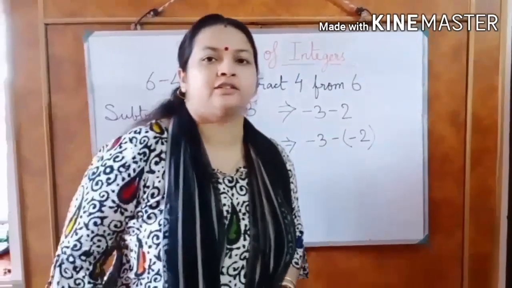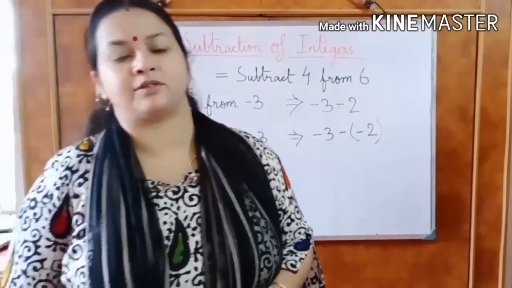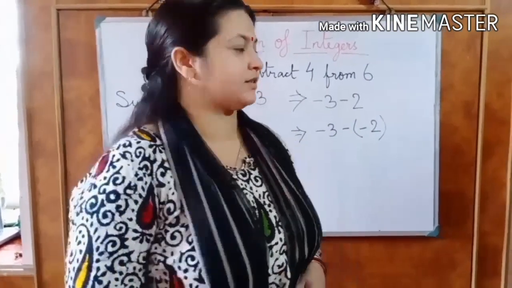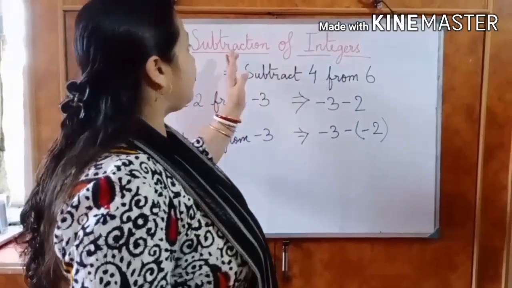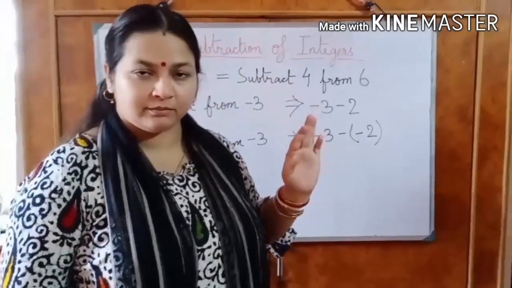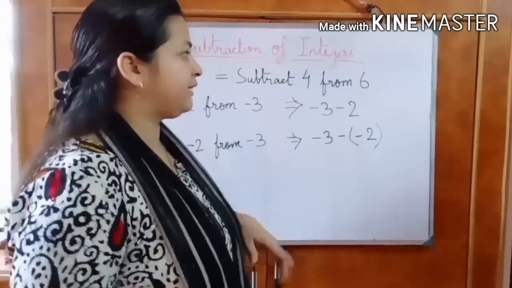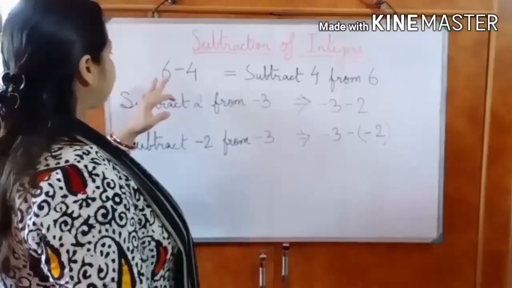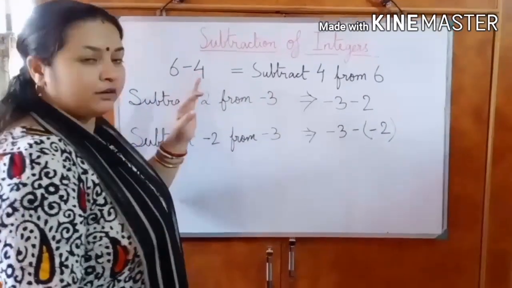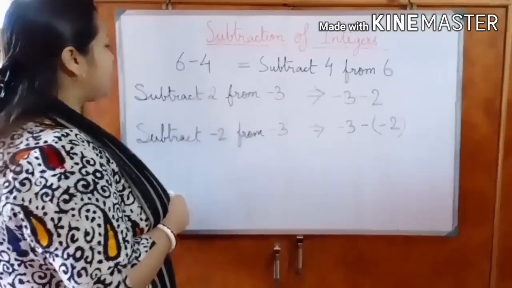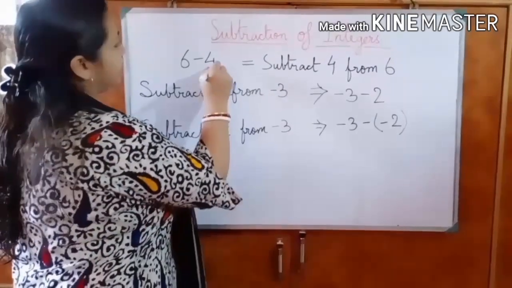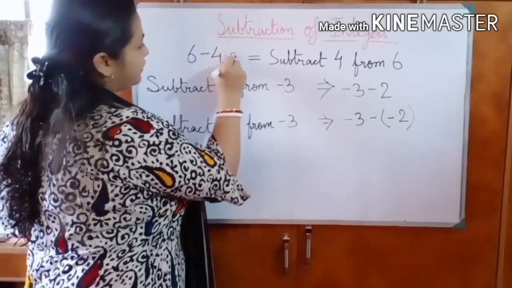Good morning, class. Today we will learn subtraction of integers. We have already learned subtraction of whole numbers. What is the meaning of subtraction? To take away. Let's take a small example. 6 minus 4. We know what 6 minus 4 is. Of course, 4 taken away from 6 and we get 2.